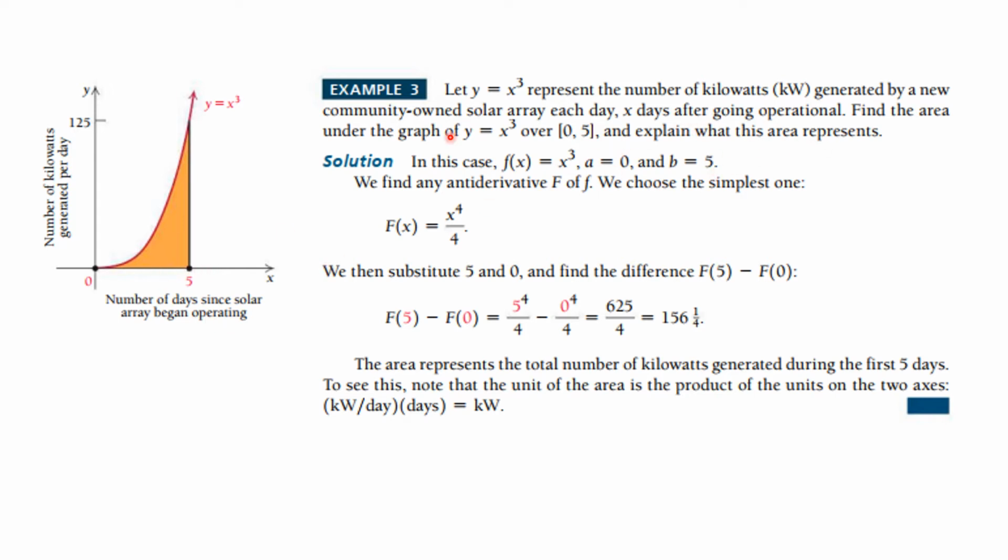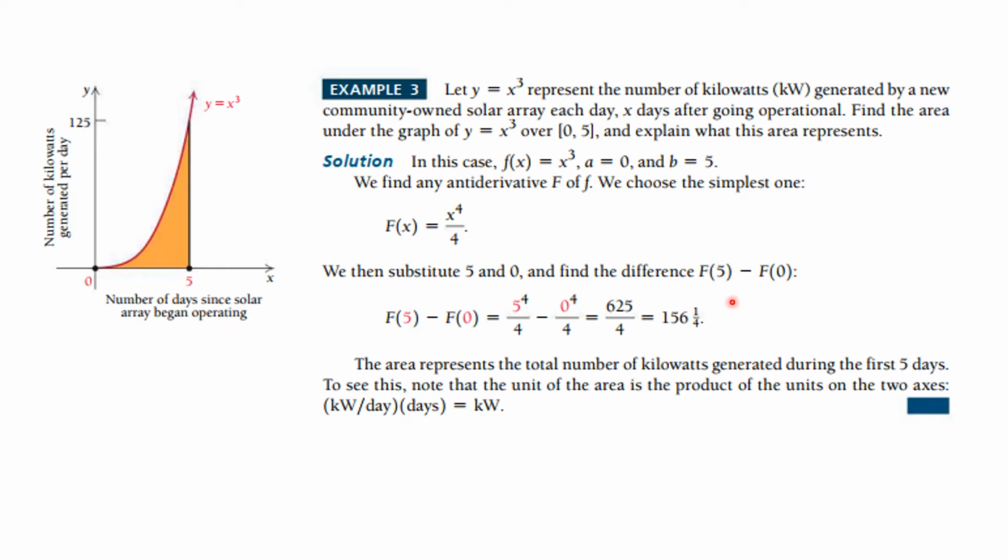Okay, well, this is the function, and we want to find the area between 0 and 5. So we find the antiderivative of this, add 1 to the exponent, 3 plus 1 is 4, divide by the new exponent, and so that's x to the 4th over 4.